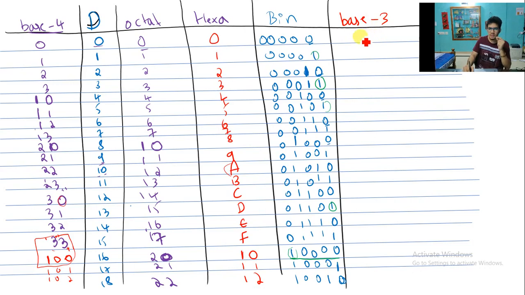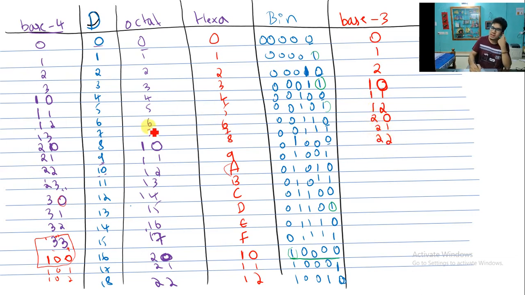Base 3, what are the numbers here? Base 3 means 0 to 2. So 0, 1, 2. 3 values are over. After this 2, the cycle repeats: 0, 1 carry, 1 0, 1 1, 1 2. Then after this 2, cycle repeats 0, 1 carry here. So it is 2 0, 2 1, 2 2.